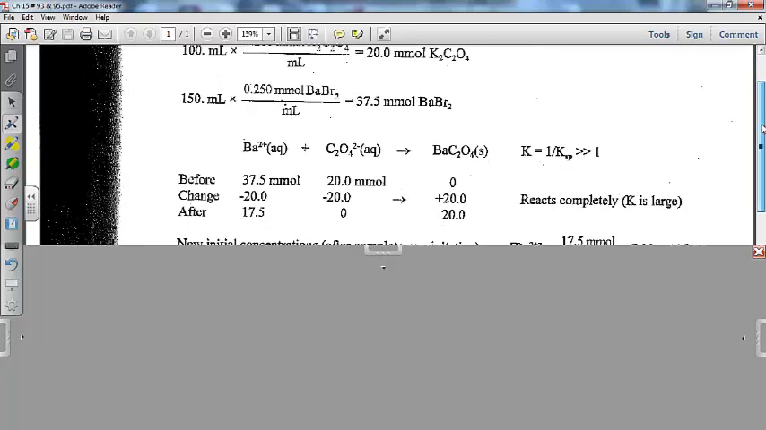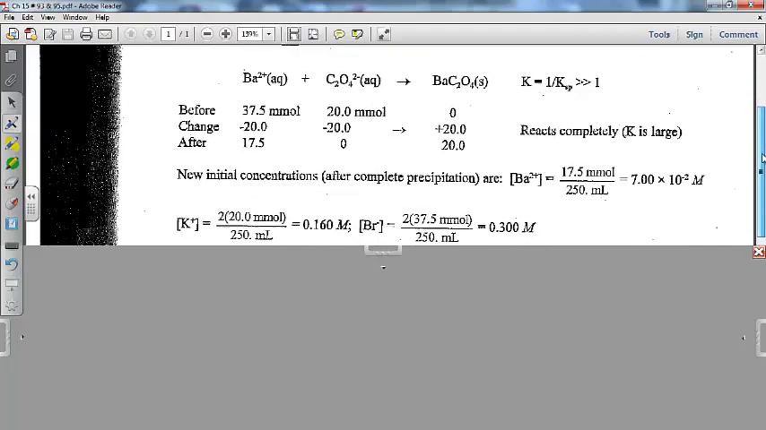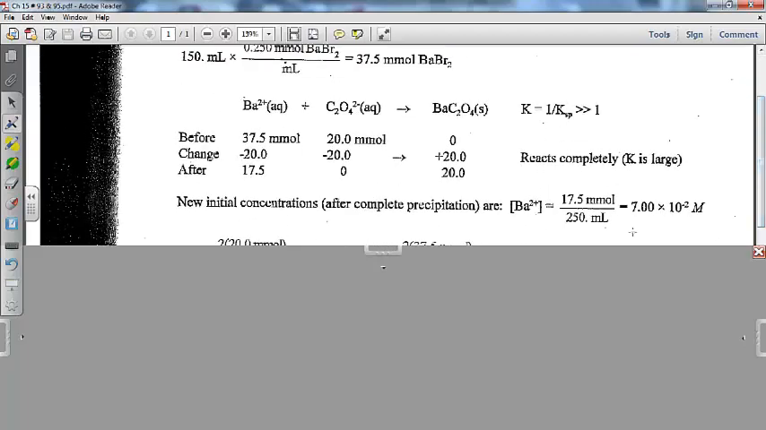All right, now if we go ahead and do a stoichiometry chart, we've got our initial amounts of both of them, and it's going to react completely. The oxalate is going to be our limiting reactant, so we only have 20 millimoles of that available. So when the whole thing is done, we're going to have 17.5 millimoles of barium and 20 millimoles of the solid. Now, new initial concentrations. For barium, after the complete precipitation, you've got barium which is now going to be 7.00 times 10 to the negative second. Here's just our total volume down here, that's 250 mL.